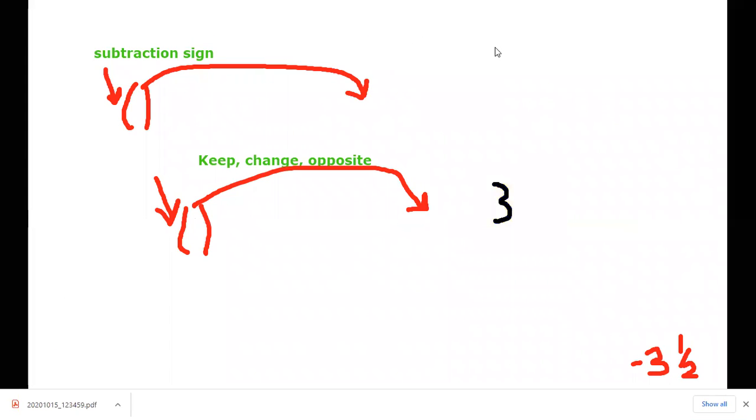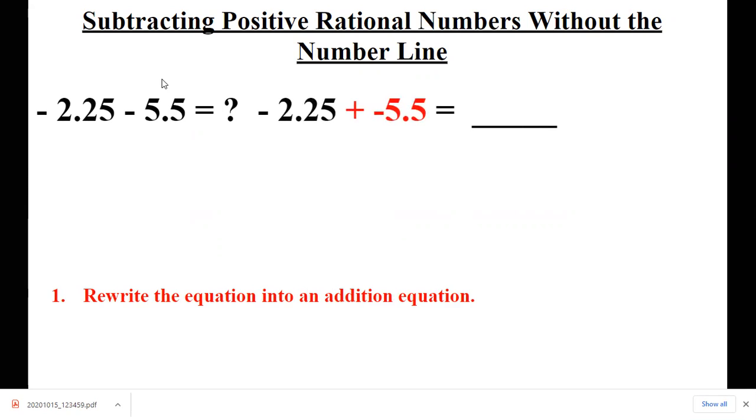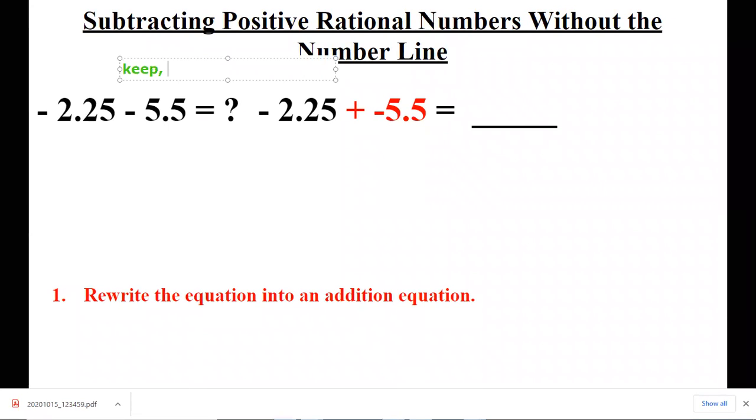Oh, clear my board here. Okay, next. Negative 2.25 minus 5.5. We're going to rewrite it as an addition equation. Pause the video and see if you can do that. Then check to see that you did it right. Okay, here it is written as an addition equation, negative 2.25. We keep the first number. We change the sign, and we take the second number and make it the opposite. Keep, change, opposite. So now 5.5 becomes negative 5.5.